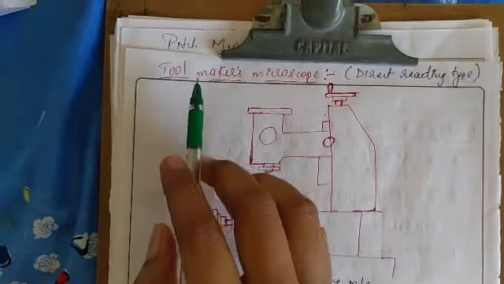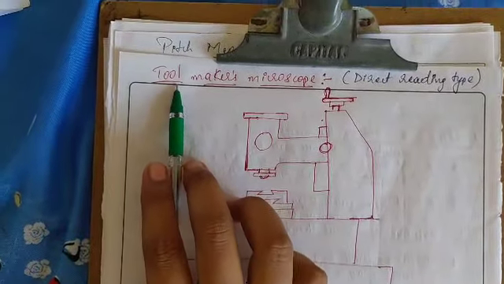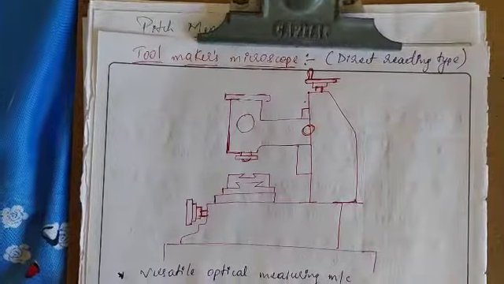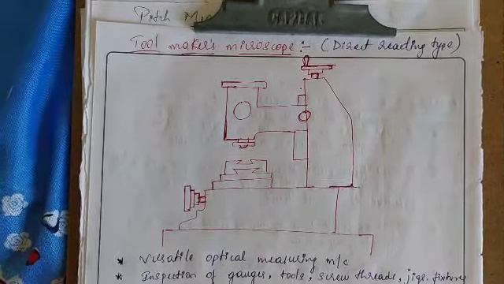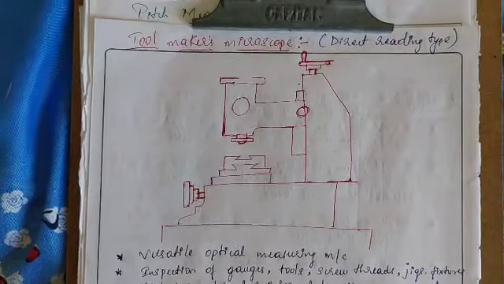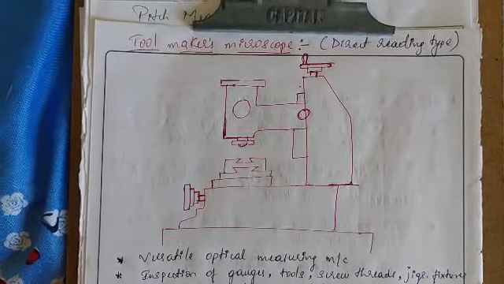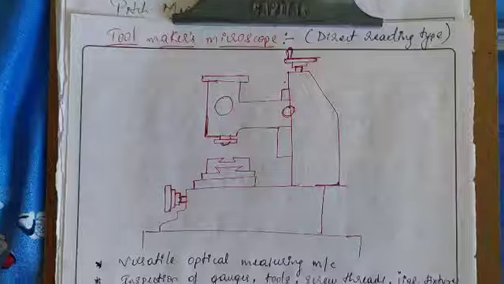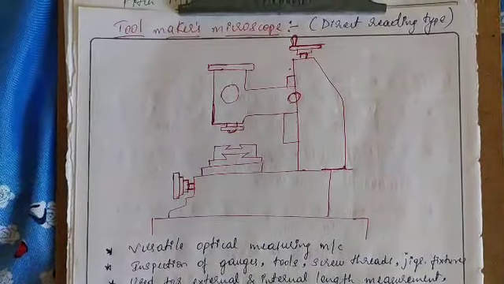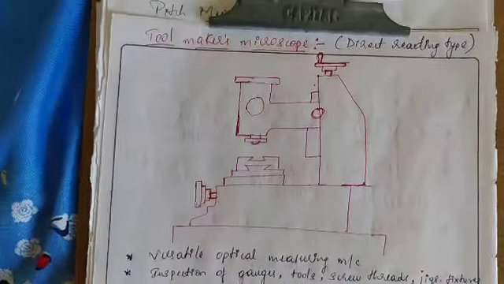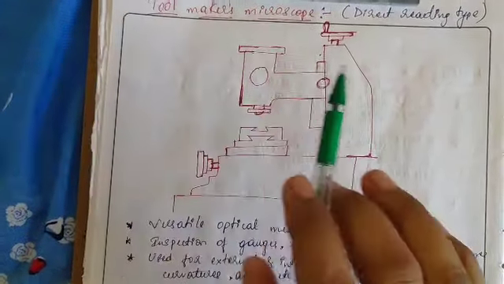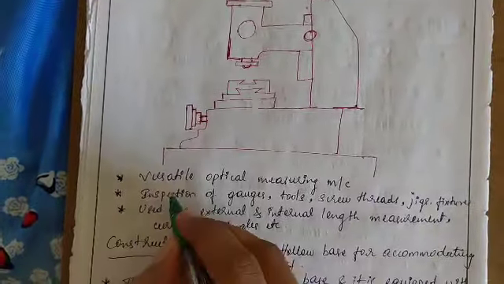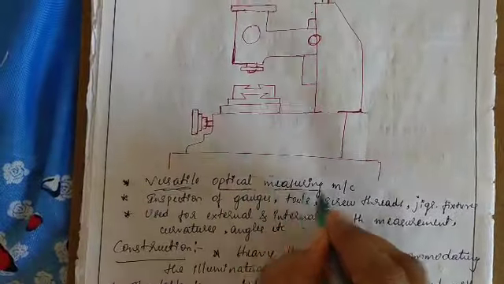Okay, and then the next topic is the tool maker's microscope. This comes under the measurement of thread angle and form. Normally the thread angle and the form are generally found by using an optical projector, which may be horizontal or vertical. Now, the tool maker's microscope is a versatile optical measuring machine.